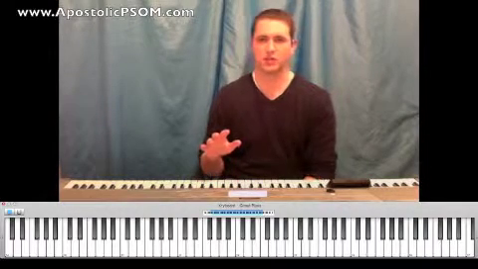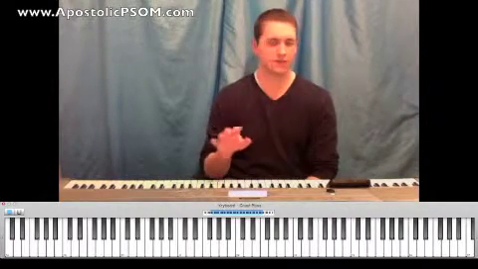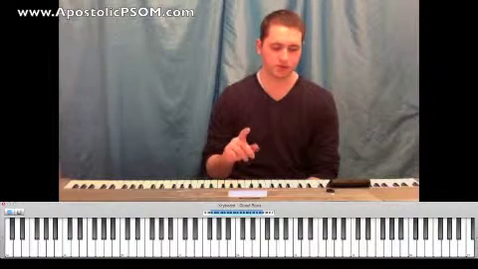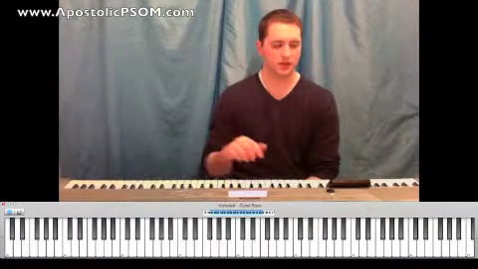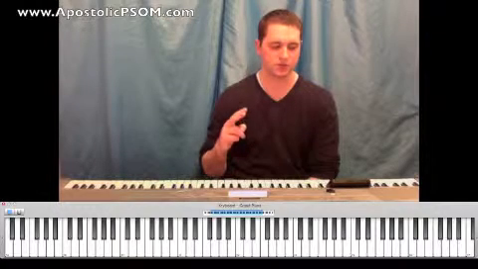C, of course, has no sharps or flats. So if you see no sharps, it's a C, key of C. If it's one sharp, it's the key of G. You're going to sharp all the Fs. If you have two sharps, it's the key of D. You're going to sharp the Fs and the Cs.